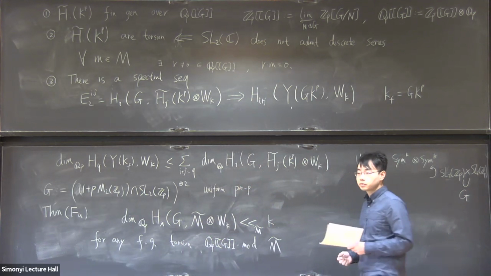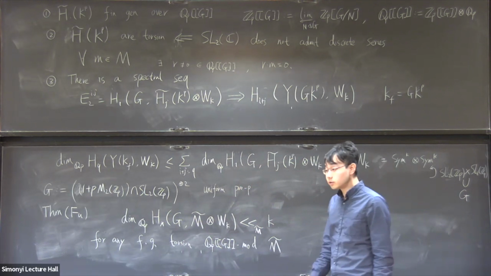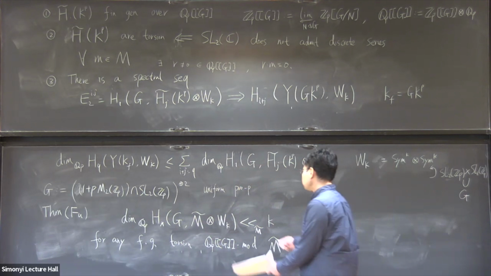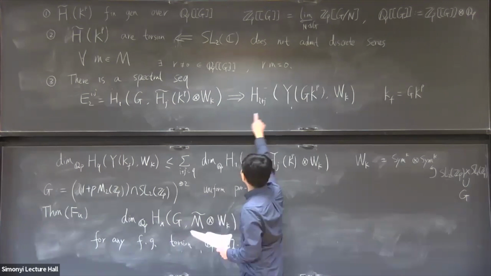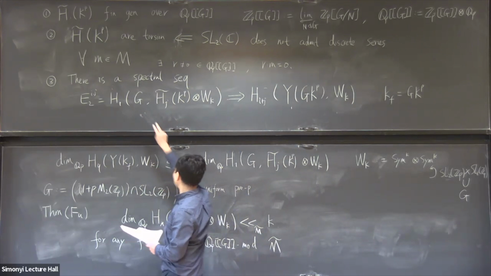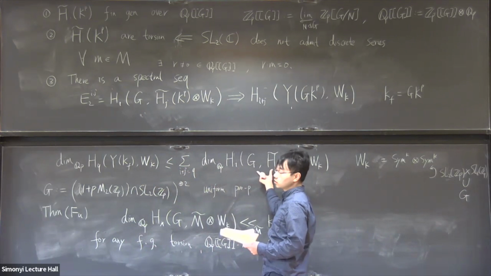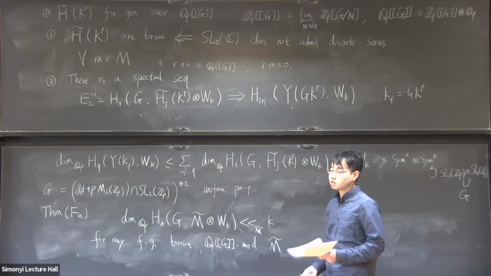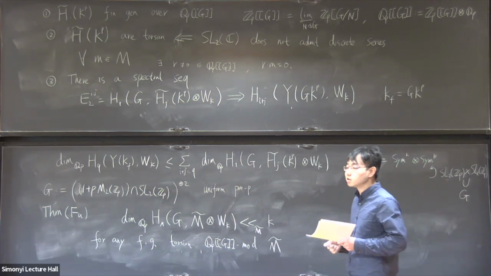This is the intermediate step to prove the previous one. Using this result, you apply it to the spectral sequence, and every term on the right hand side will be bounded linearly. Yes, that's the strategy.